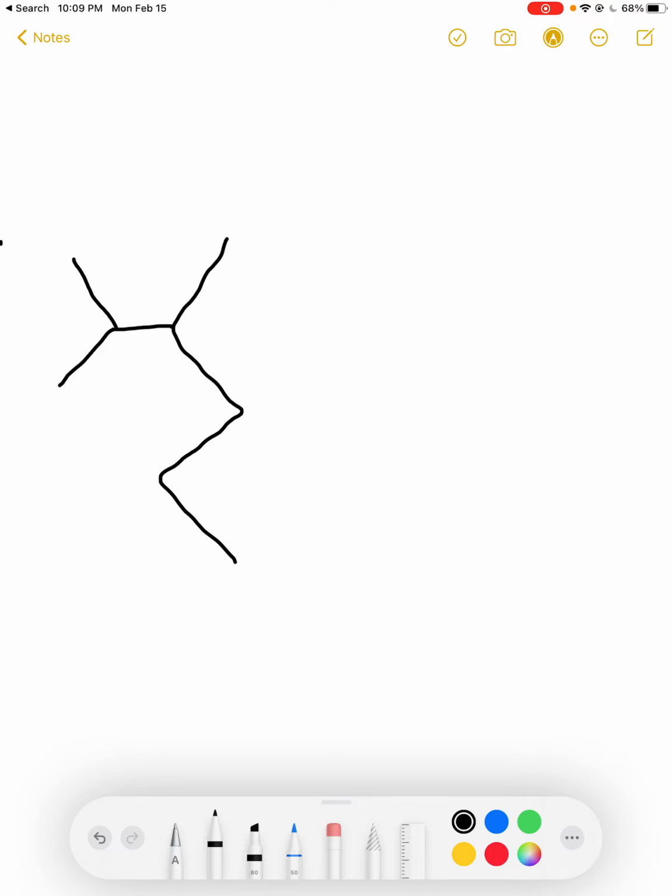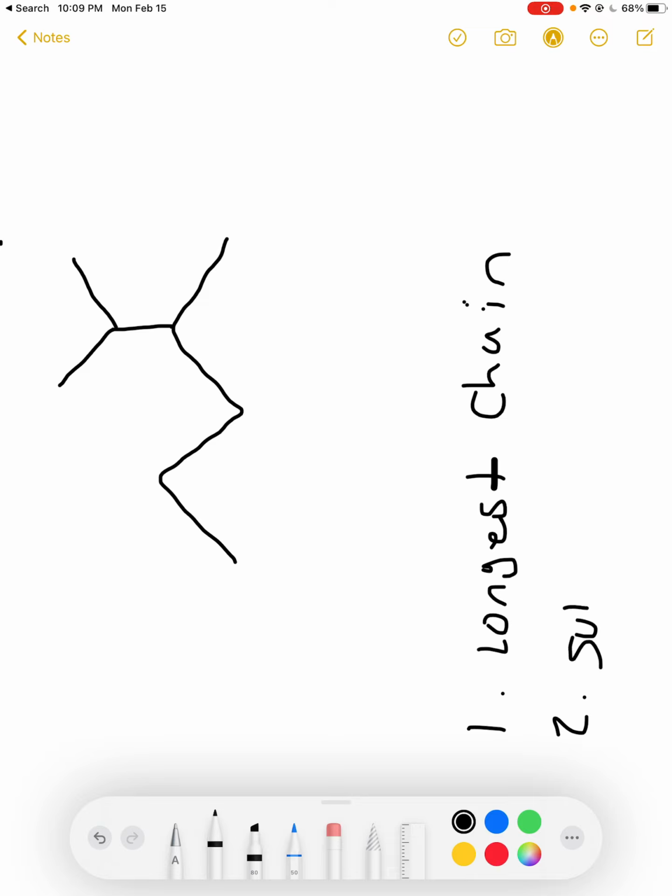A. So the first thing you want to do when you're doing the nomenclature is find the longest chain. And then after you find the longest chain, 2, you want to find the substituents. And after that, with that, you can name your structure depending on what comes about with the different chains.